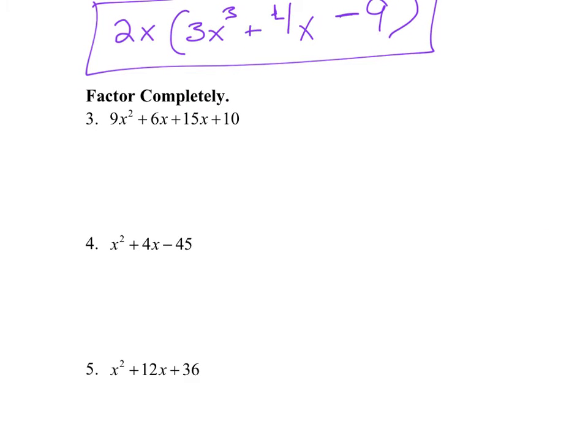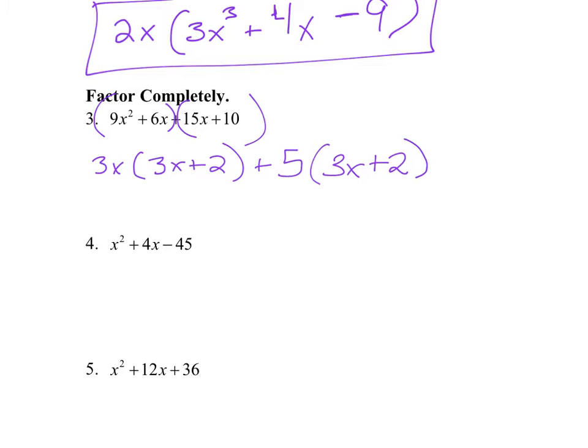All right, factor completely. All right, this is set up already to do grouping. So if I group these two like this, and then I can factor out, let's say out of the first one, a 3x, and that's going to leave me with 3x plus 2. Out of the second one, I can factor out a 5. And that's going to leave me, yay, 3x plus 2. That's what I want, those two to be the same, so that now I can factor out 3x plus 2.